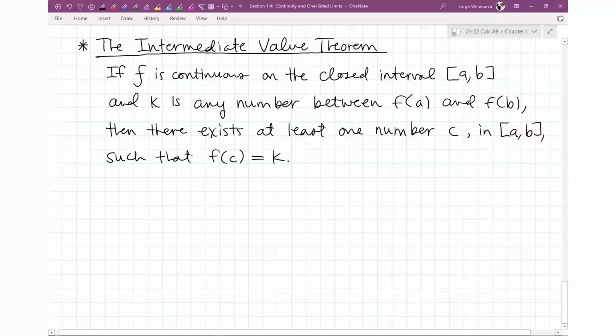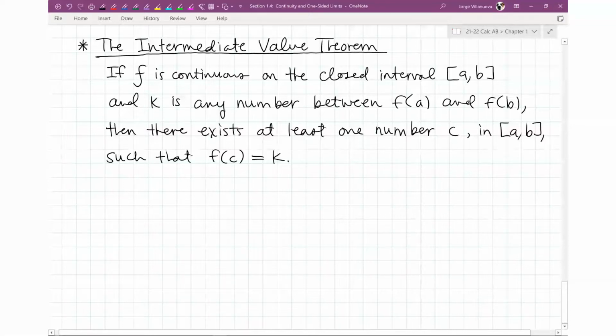Now there can be more than just one number c, but at least one number c. Okay, so go ahead and take a little bit of time, write that down. So if f is continuous on the closed interval from a to b, and k is any number between f of a and f of b, then there exists at least one number c in the closed interval from a to b, such that f of c is equal to k.